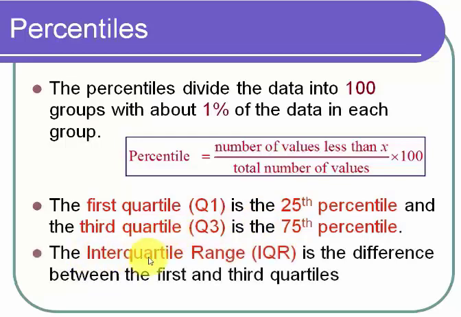Finally, the interquartile range, which is denoted as IQR, is the difference between the first and third quartiles. So the IQR is used if you're presenting to a sophisticated audience that understands this stuff. And it really tells you what that middle 50% of the data is. So percentiles are great. Again, things like SAT scores.